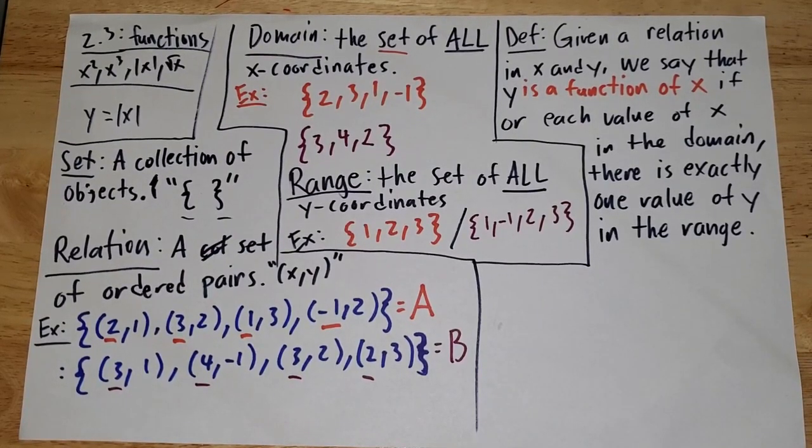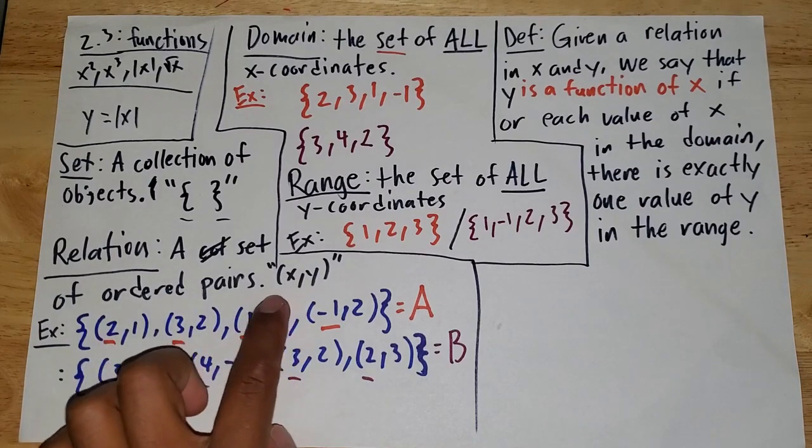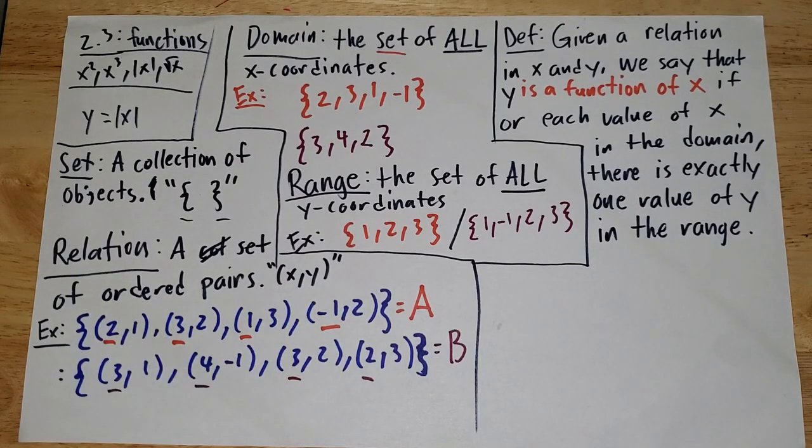So given a relation, so again, that's why we need to know what a relation means, in x and y. So you see, a relation is ordered pairs, it has x and y. We say that y is a function of x. Again, I highlighted that because that's the idea. We're going to be talking about functions. So y is a function of x. And that's going to be important when we get into function notation.